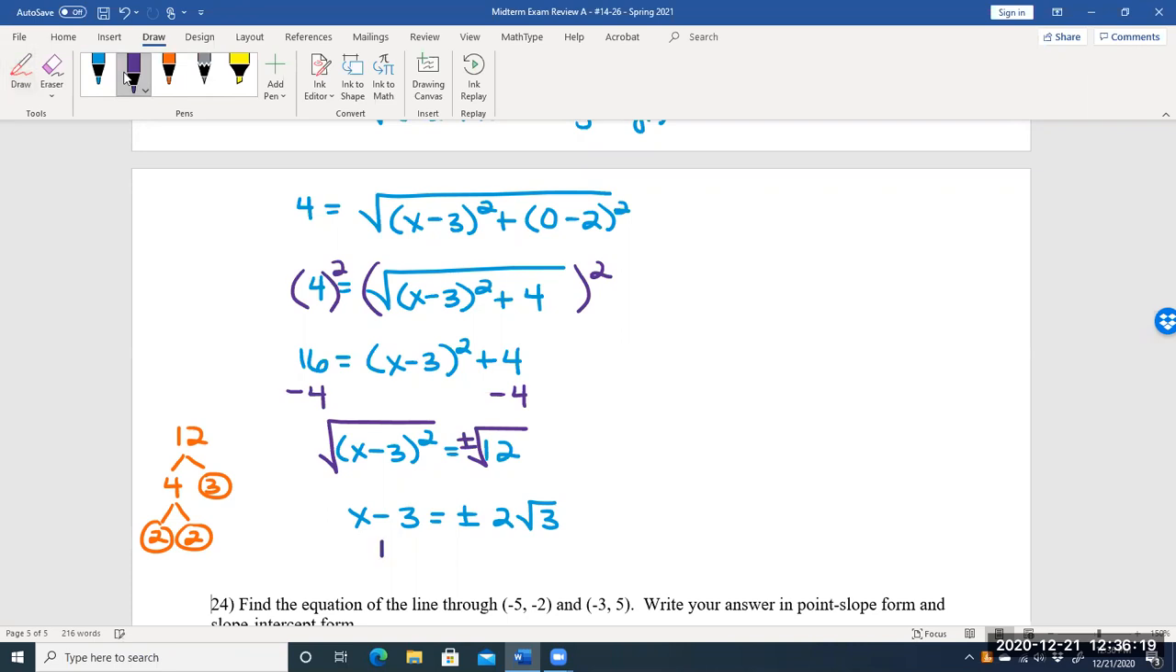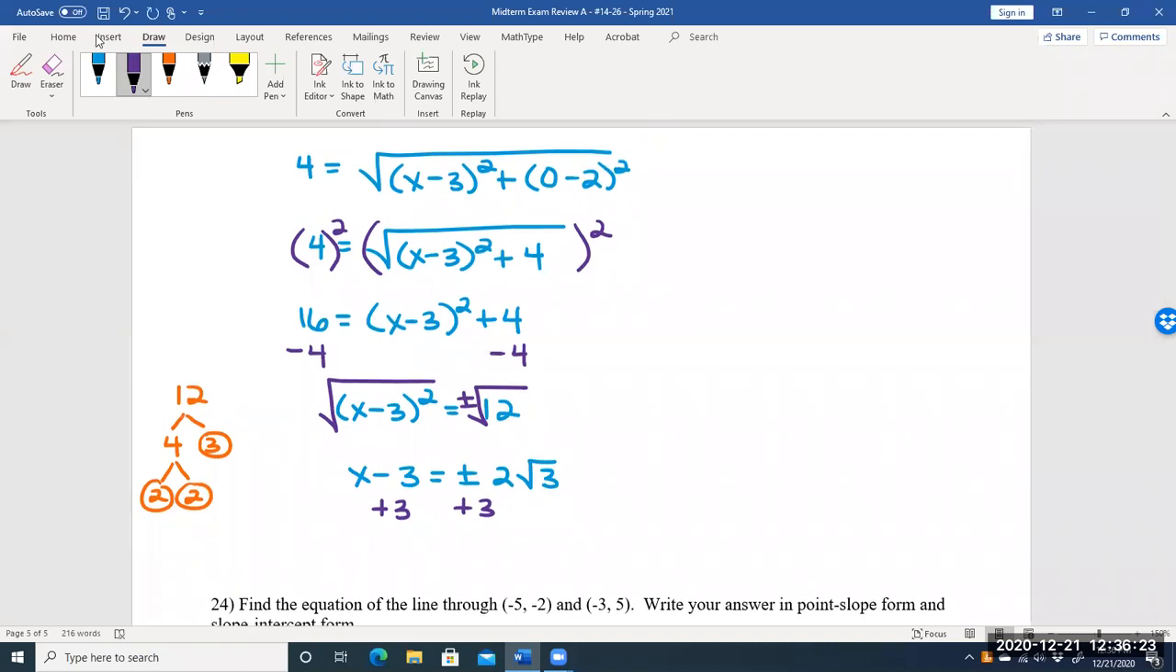And then I'm going to add 3 to both sides. I'm going to put it in front of the plus or minus. That's the proper way to do it so that there's no confusion about whether it's under the square root or not. So we get x is 3 plus or minus 2 square root 3.